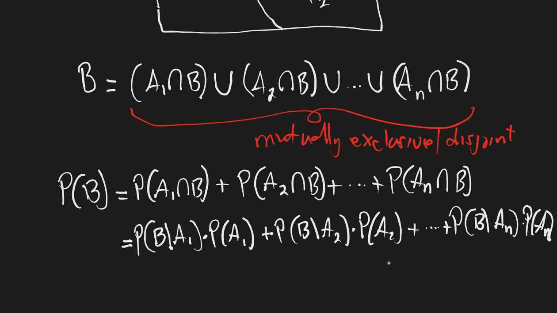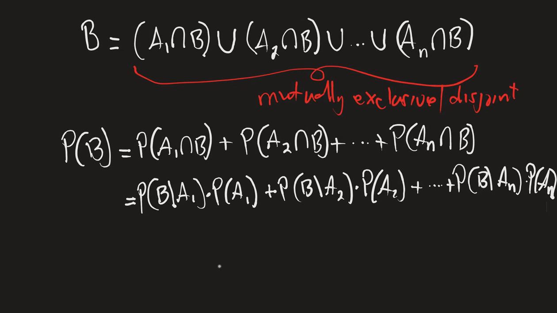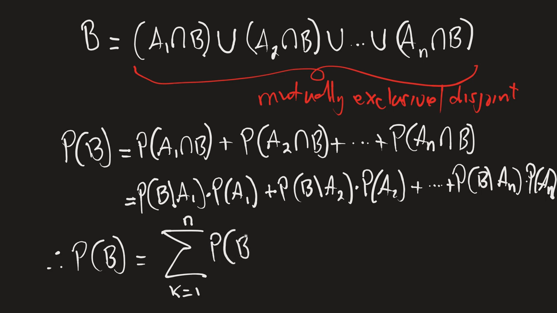And we can actually write this using our sigma notation since it's a sum, right? So therefore, the probability of B, this one little event, we've now made it look so complicated, but it's complicated for a reason, right? So I'm going to use K. Let's say K is going from 1 to N. And what is the pattern? Well, it's the probability of B given A sub K times the probability of A sub K, right?